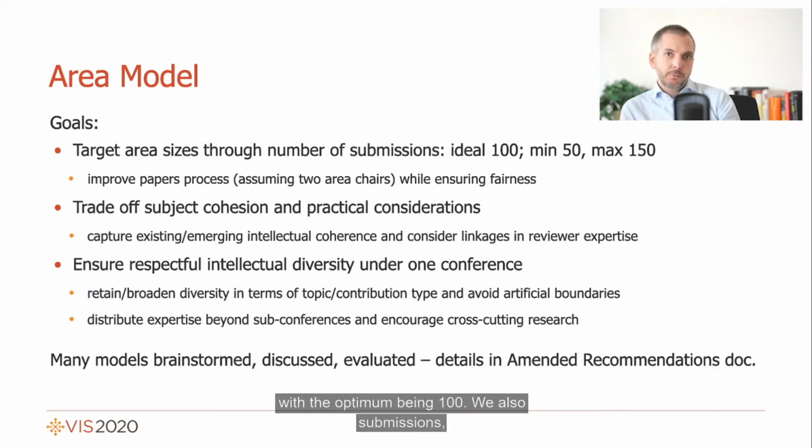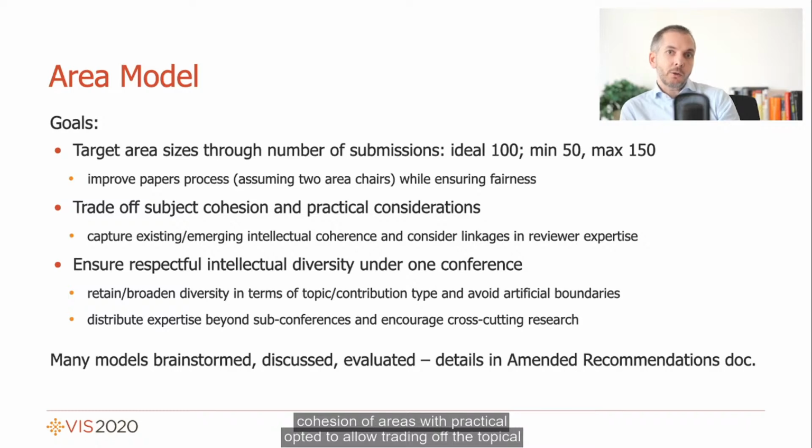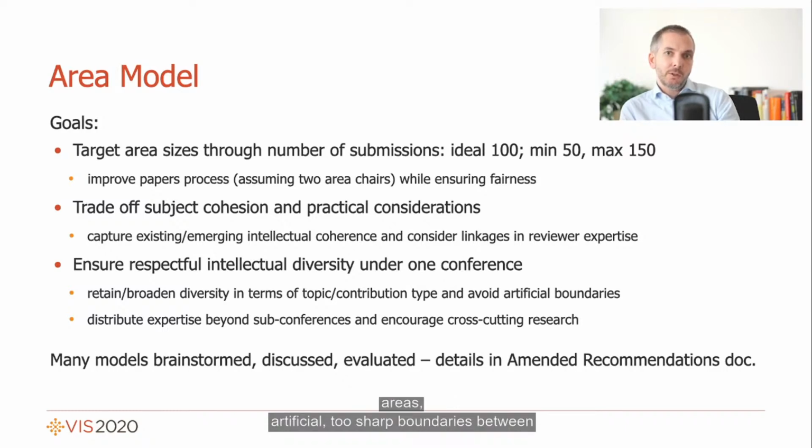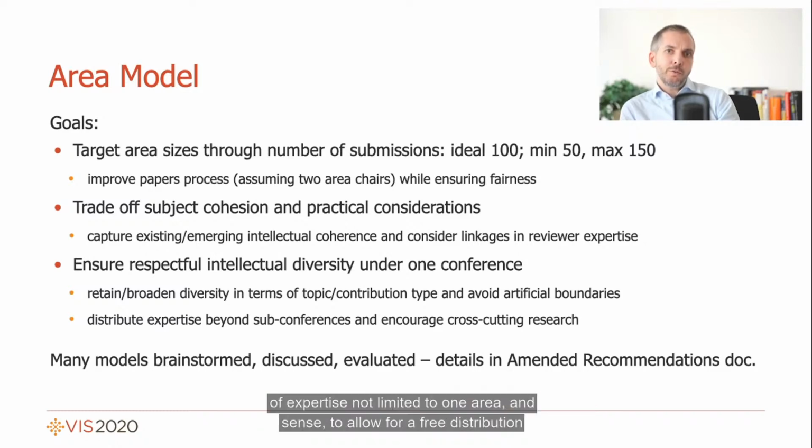We also opted to allow trading off the topical cohesion of areas with practical considerations, leading to a grouping of related topics or topics where reviewer expertise is typically linked under one area. Importantly, we set out to accommodate the intellectual diversity present at VIS and allow it to grow. This means avoiding artificial too sharp boundaries between areas and making the areas kind of fuzzy in a sense, to allow for a free distribution of expertise, not limited to one area, and encourage cross-cutting research.